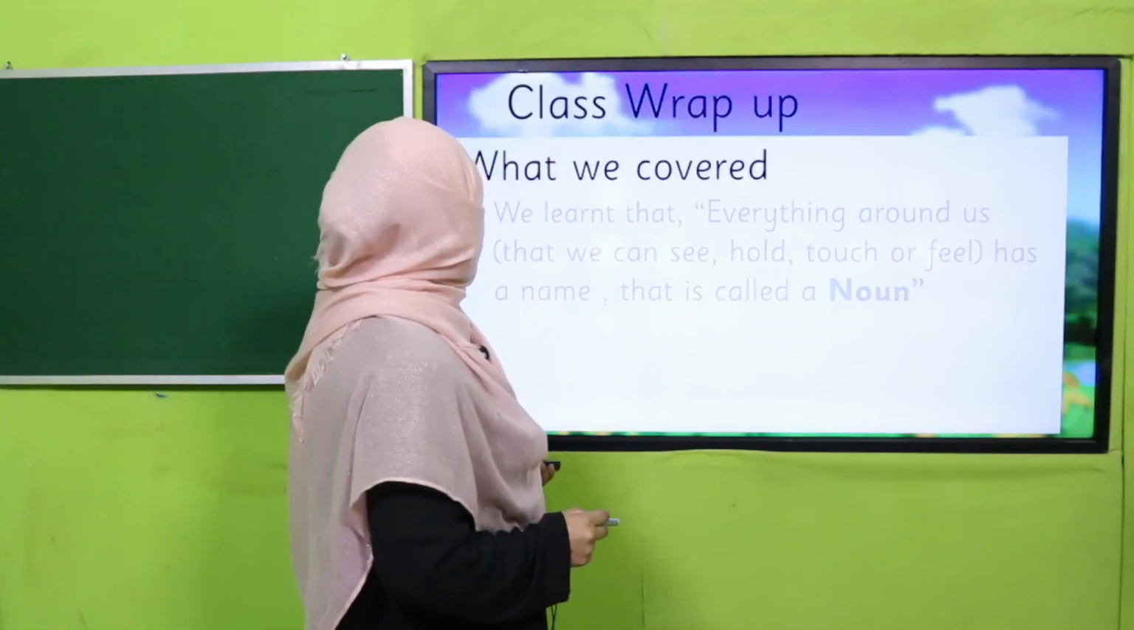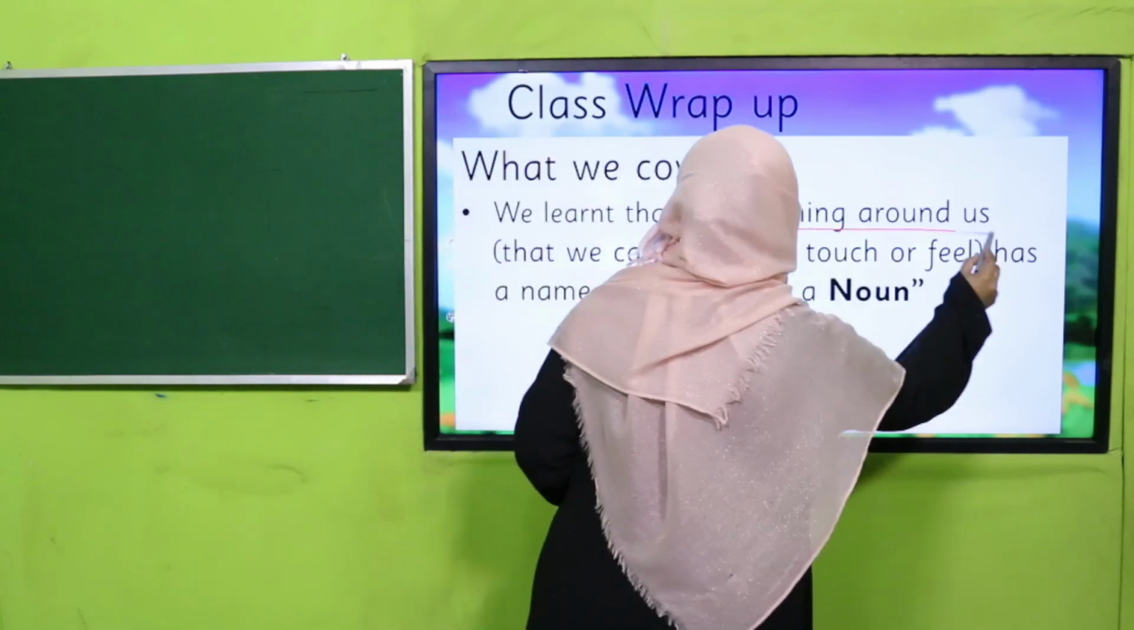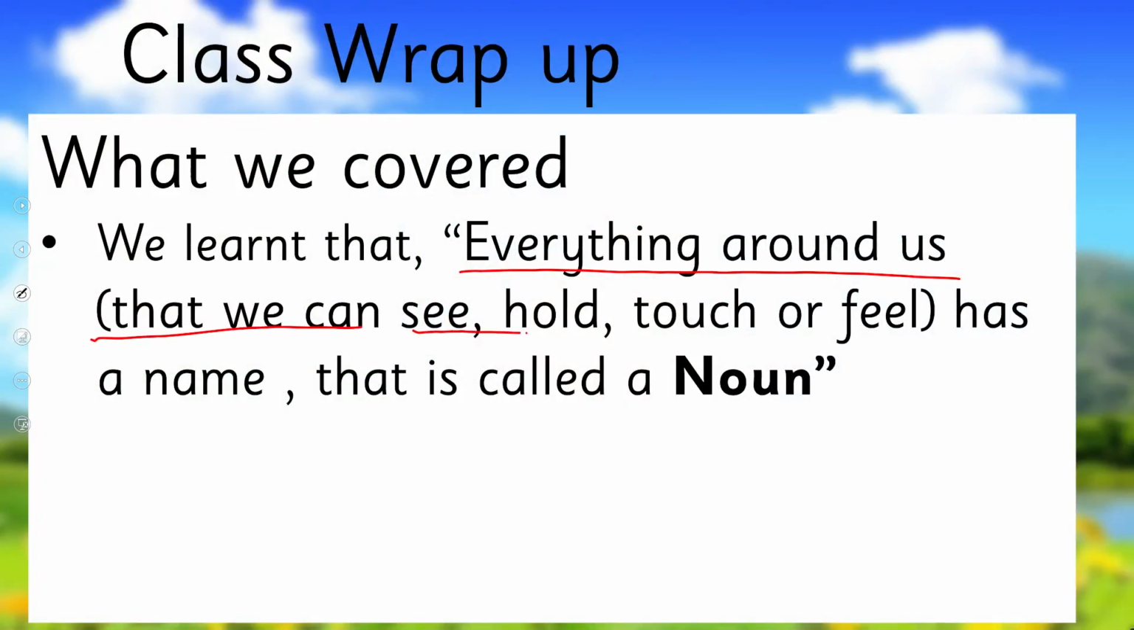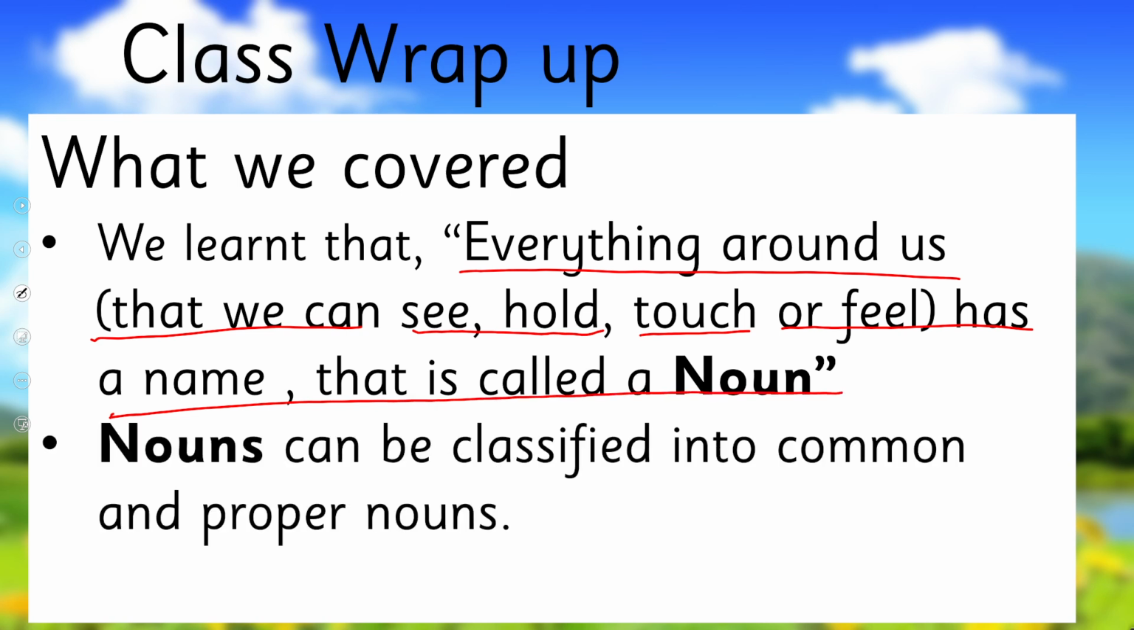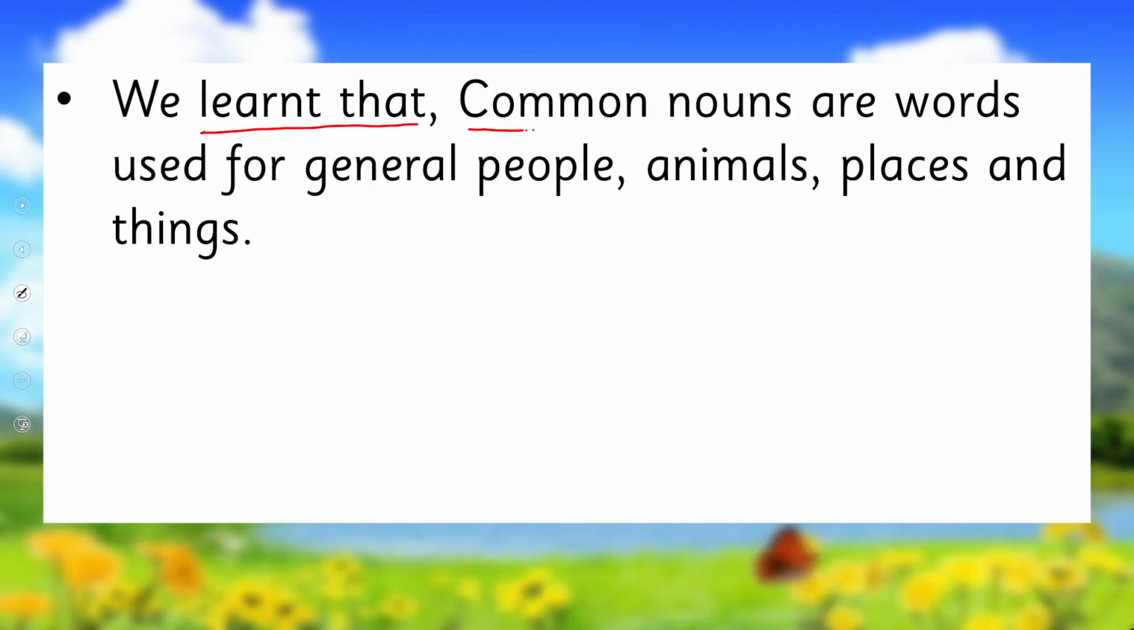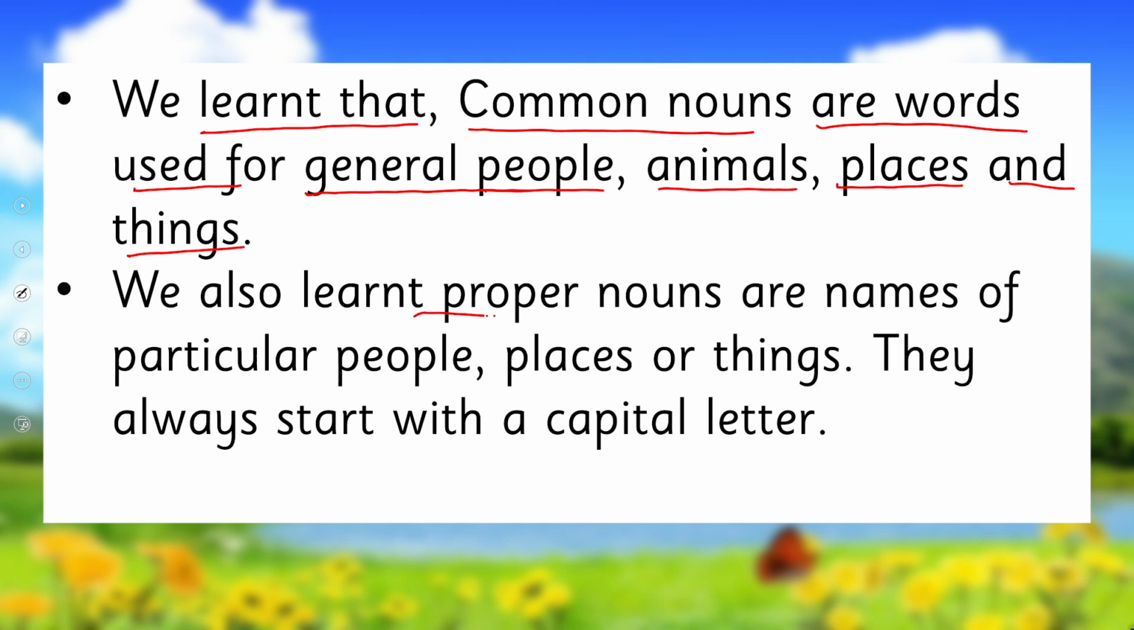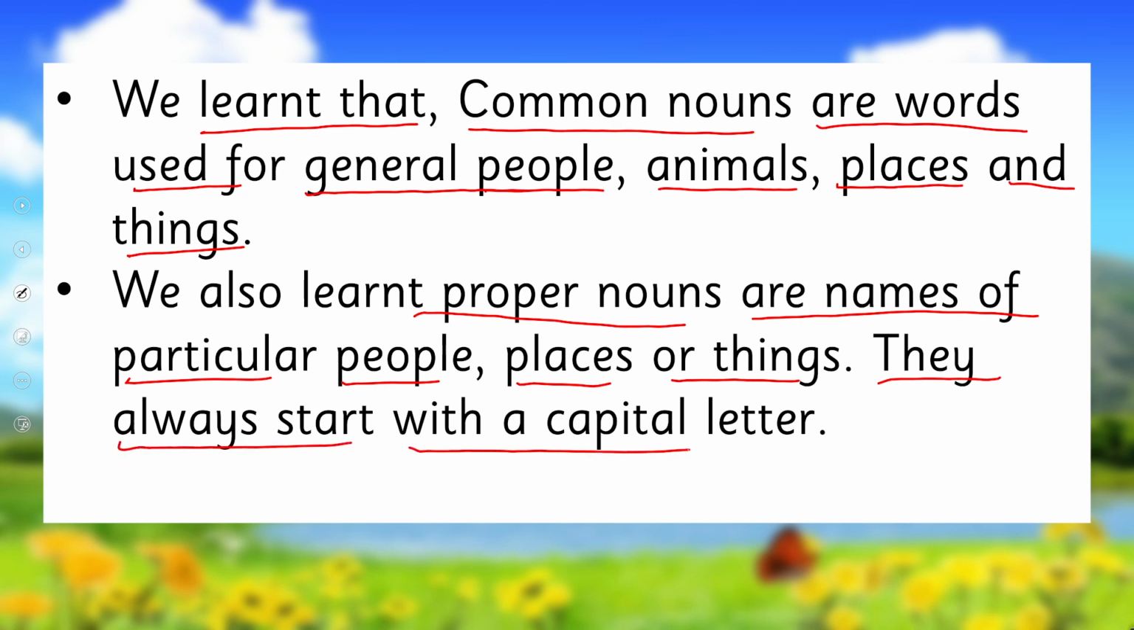So what we have learned today? We learned that everything around us that we can see, hold, touch, or feel has a name, and that is called a noun. Nouns can be classified into common and proper nouns. And then we learned that common nouns are words used for general people, animals, places, and things. And we also learned that proper nouns are names of particular people, places, or things. They always start with a capital letter.